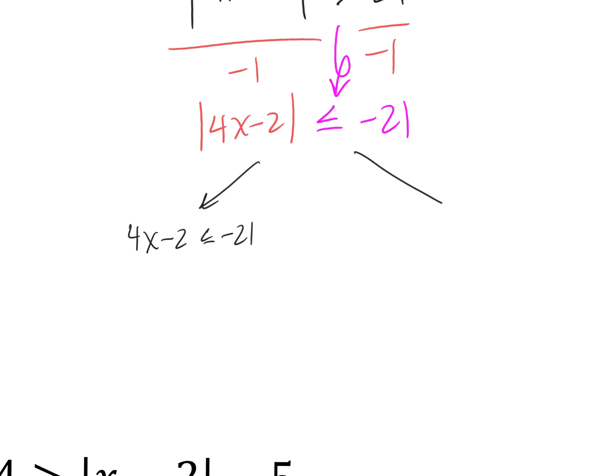Let's just set up our other one before we even go solve this one. The setup of the other one is 4x minus 2. Flip that inequality. What would that turn into? Greater than or equal to. Negative 21 turns into 21. So this flipped and that changed. Now we've got to go solve both of these. Let's go solve them. Add 2.